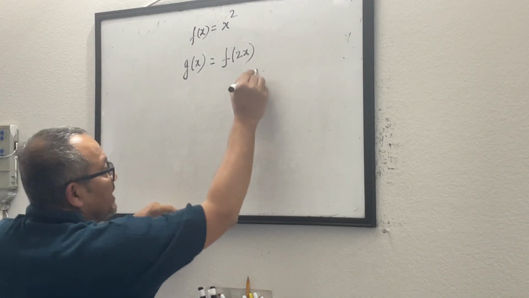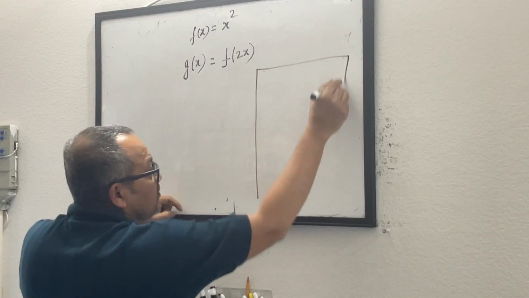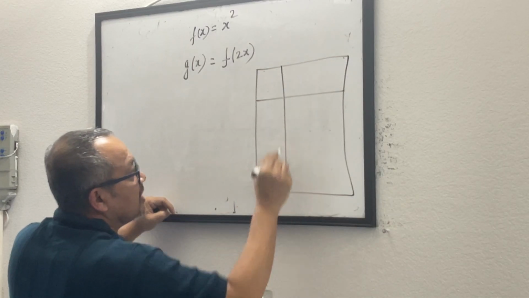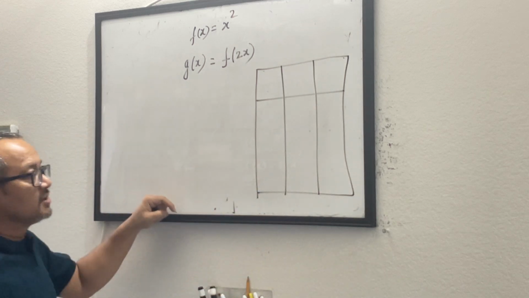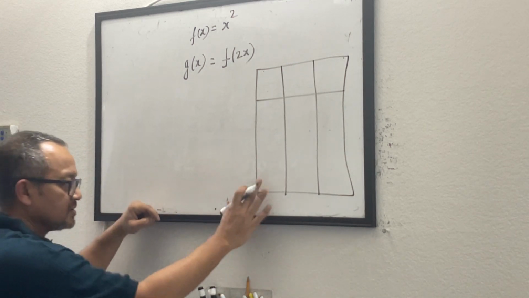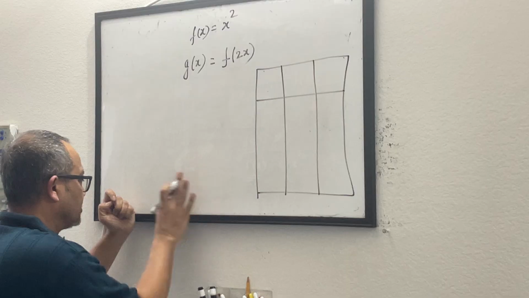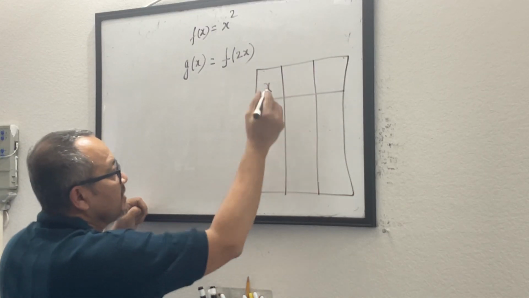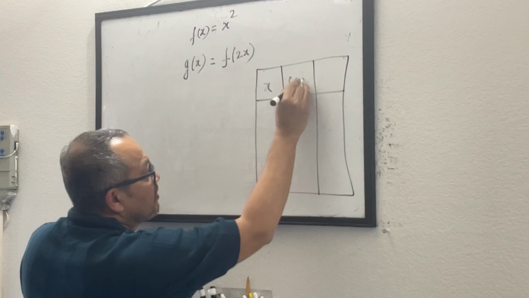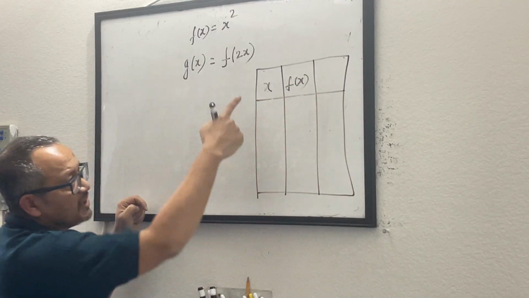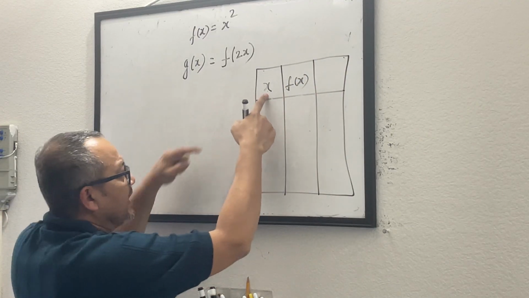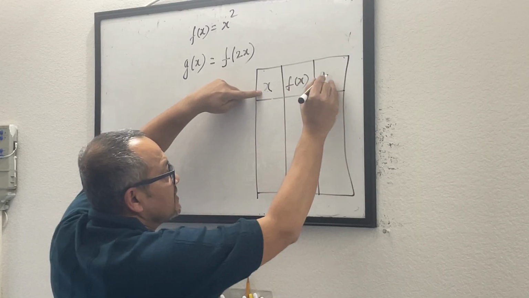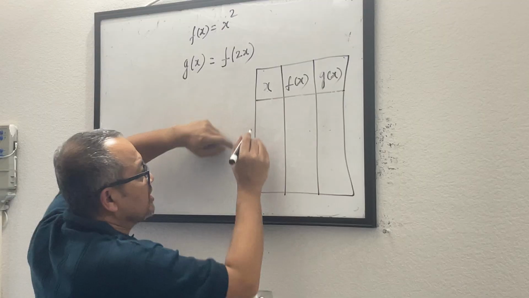Now let's create a table and we will see what is there in the table. This is not the table from the dining set. It's a table that you guys have seen enough. So what we'll do is we'll define values for x. For different values of x, we'll see what is f of x, what is g of x, and then we'll try plotting them.